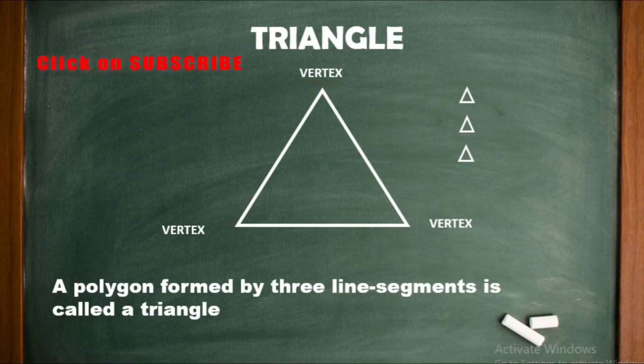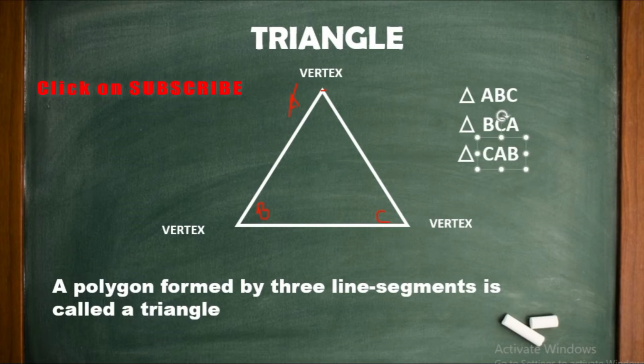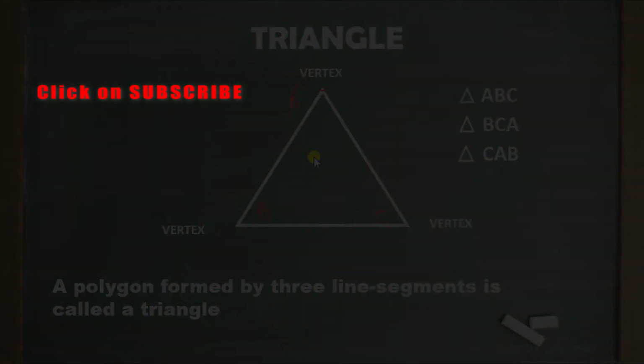Now we can name this triangle. This point is A, this is B, and this is C. So we can call this triangle ABC triangle, and we can also call this triangle BCA triangle. Now we can call this triangle CBA. So a triangle can be named by three different names, like ABC, CAB or CBA. So this is all about triangles.